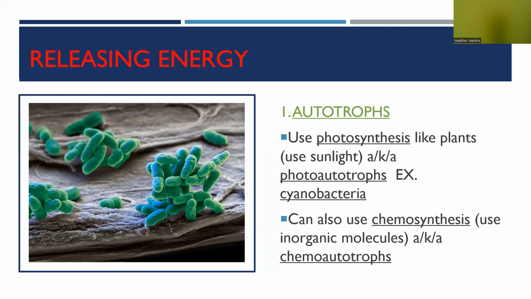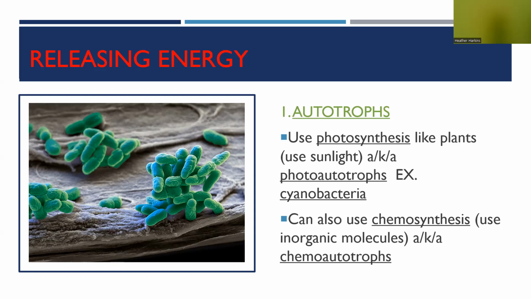Okay, so autotrophs. Remember, autotrophs make their own food. Autotrophs use photosynthesis like plants. They use sunlight, aka, that means also known as, another name for them is photoautotrophs. An example of that would be cyanobacteria. Cyanobacteria is a blue-green color, as you notice on the screen, and that's where it gets its name from.